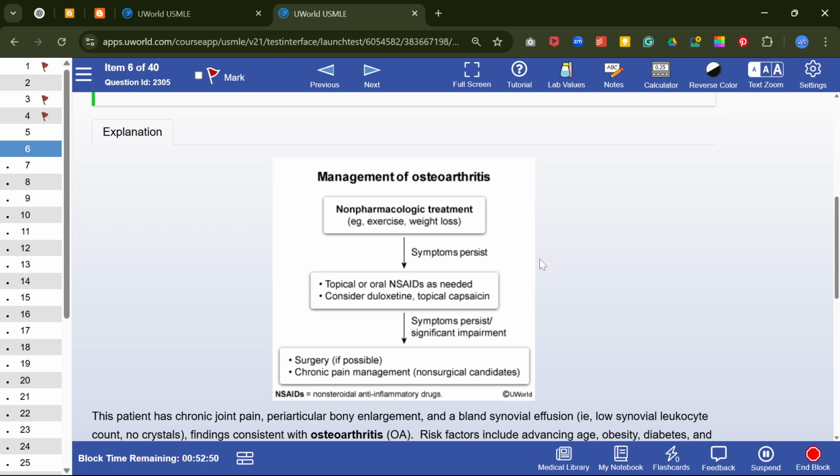Obviously NSAIDs. Management of osteoarthritis, look at this flow chart. Non-pharmacologic management: exercise, weight loss. If symptoms persist, topical or oral NSAID as needed. Consider duloxetine or topical capsaicin. If symptoms persist or significant impairment, surgery if possible. Chronic pain management if not a surgical candidate.